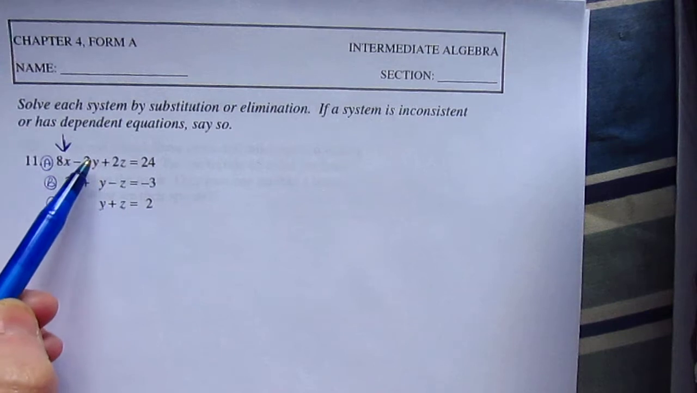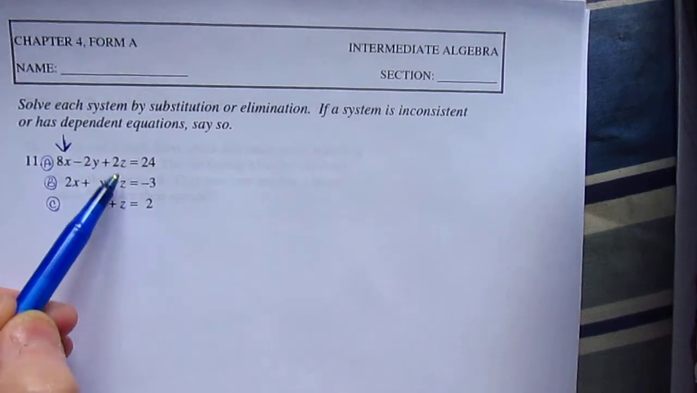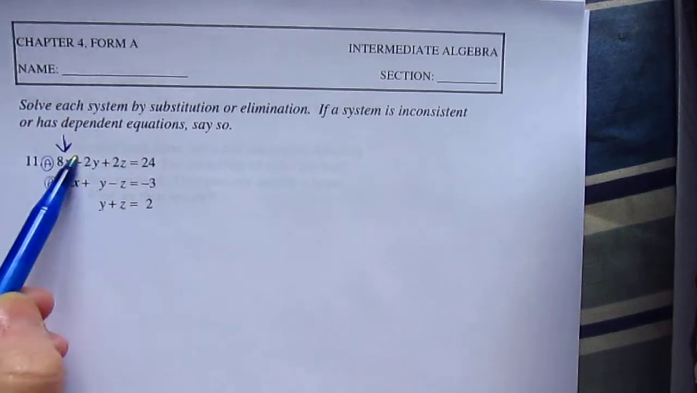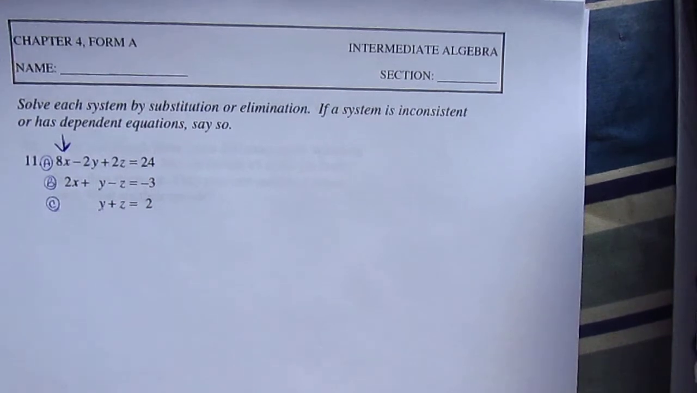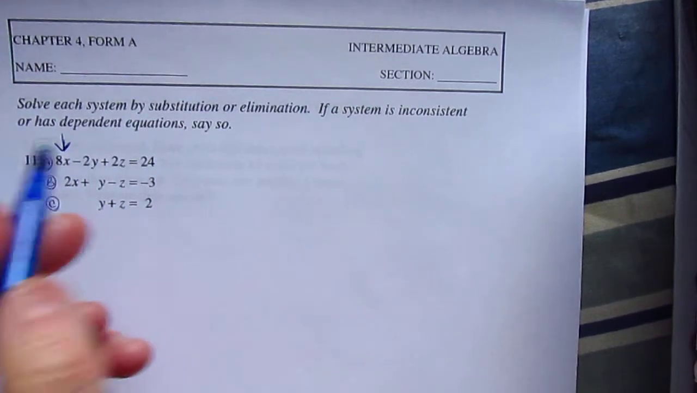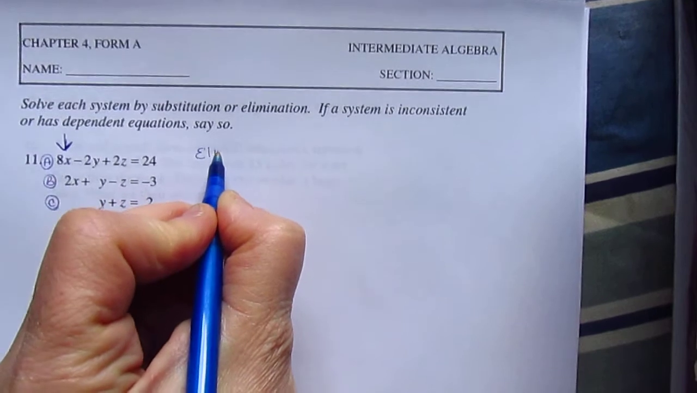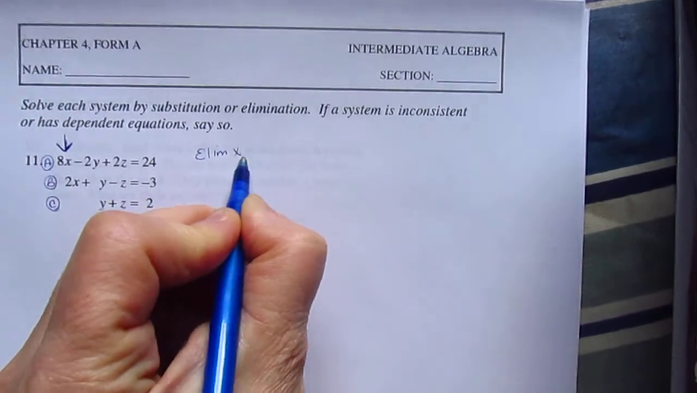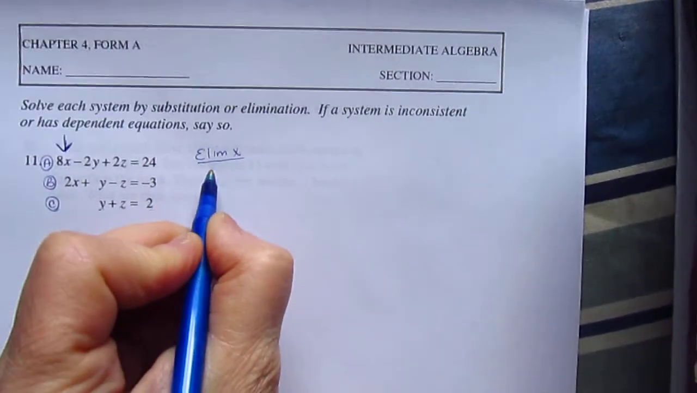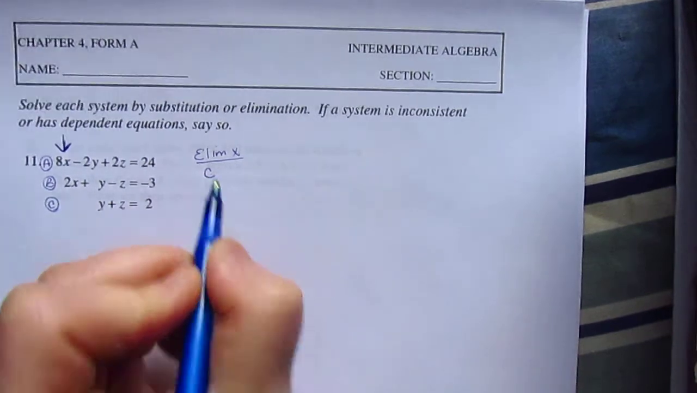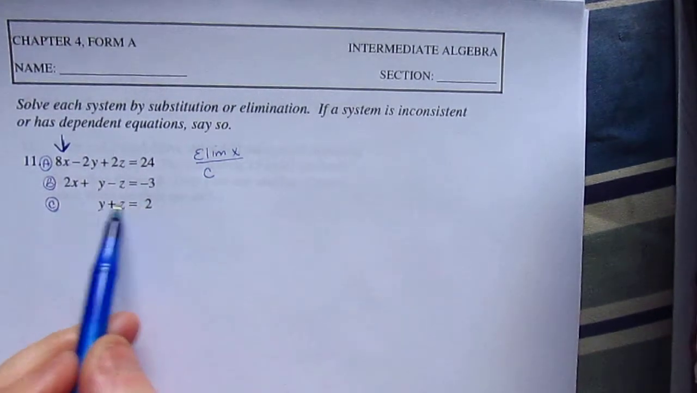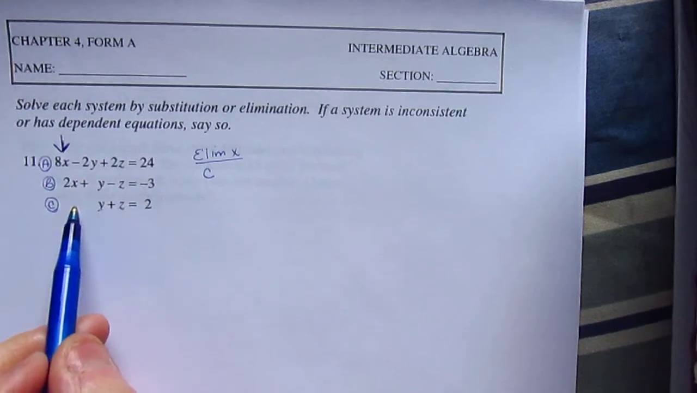This is not a bad choice either. Okay, so I'm going to go with the x's. There's many ways to start this problem off. So I'm going to eliminate the x's. I'm going to use equation C as my first pair, the equation that I need to be true.